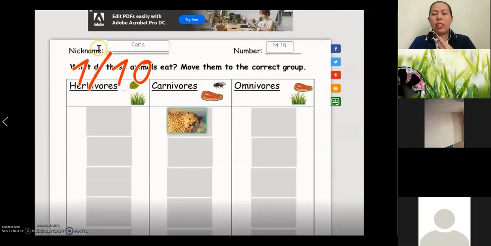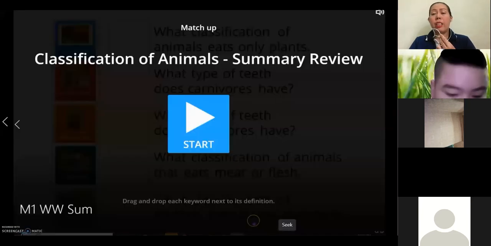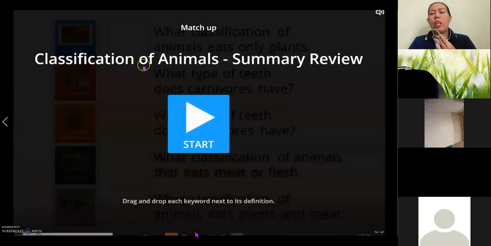Okay, so that is for your exercise. But before that, we will do your summary match up first. Let's answer this first because our time is running out. So, classification of animals match up. We need to match the correct picture to the correct definition or question.